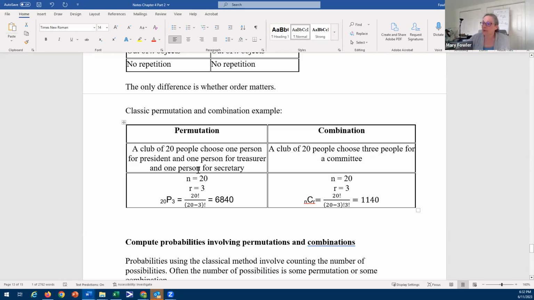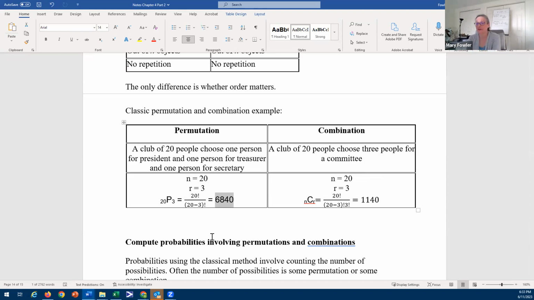So in this problem, it is a permutation because order matters, and there are 20 people in the club, and they need to choose 3, and order matters. So it's going to be 20P3, which is 20 factorial over 20 minus 3 factorial. Maybe play in your calculator, see if you can get your permutation button to work. It's 6,840.